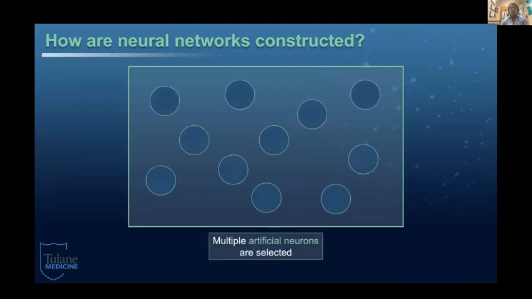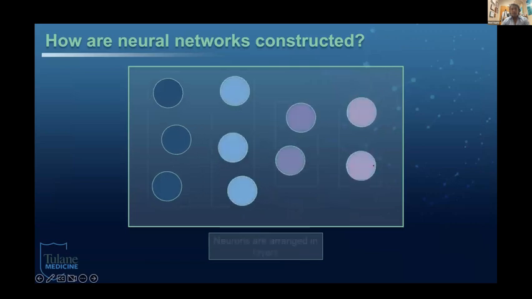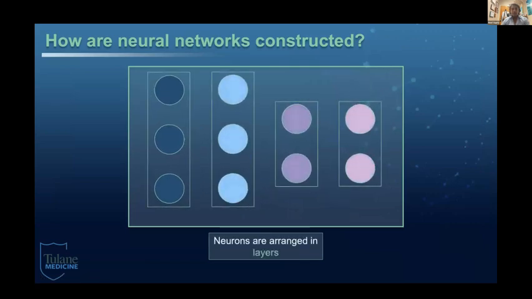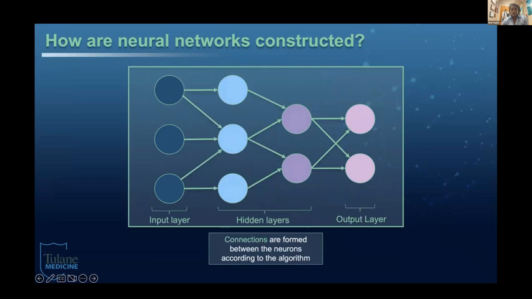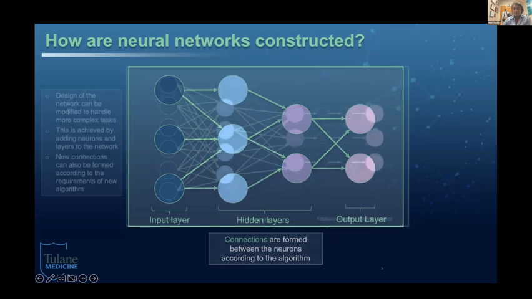So how are neural networks constructed? We have a picture here showing multiple artificial neurons in a random kind of distribution. These neurons are put together in a variety of layers. As the algorithm is much more detailed and complicated, we have multiple layers for the data to be input to result in the output. And we have a variety of connections, as depicted by these arrows. The connections are formed between neurons according to the algorithm that we're utilizing.